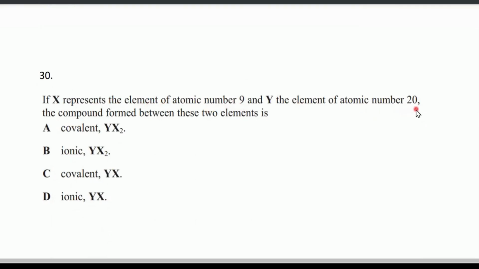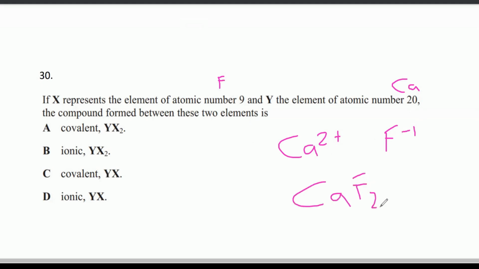Last question. If X represents the element of atomic number 9 and Y has an atomic number of 20, the compound formed between these two elements is A, B, C, or D. Well, Y is going to be calcium. And if you look in your periodic table, the element with an atomic number of 9 is fluorine. So we're looking at calcium fluoride. Calcium's a 2 plus ion. Fluoride is a -1 ion. So they're going to come together in a ratio of CaF2, calcium fluoride.